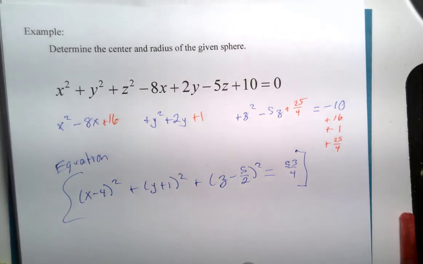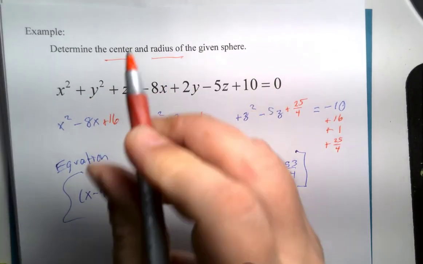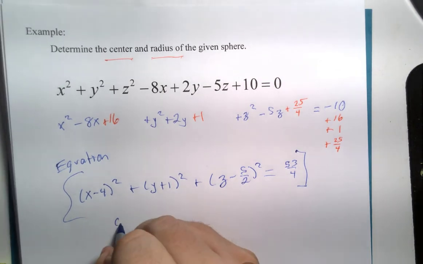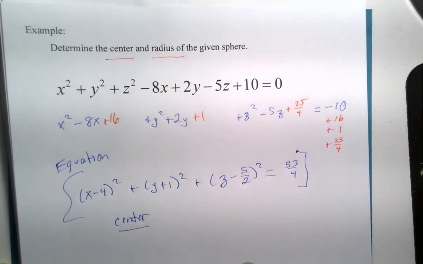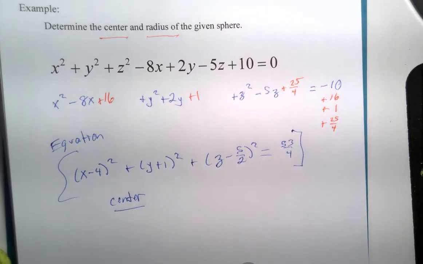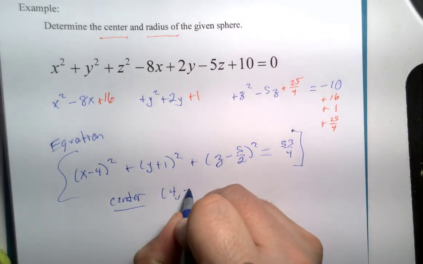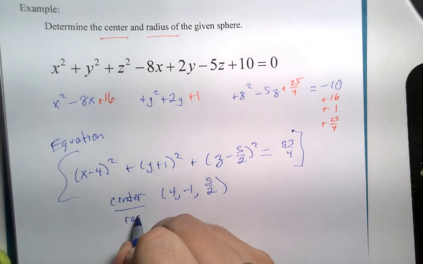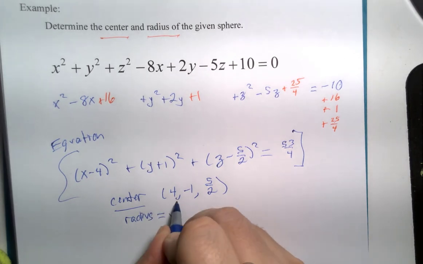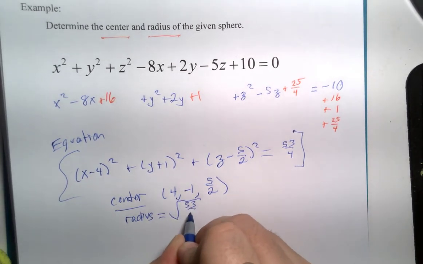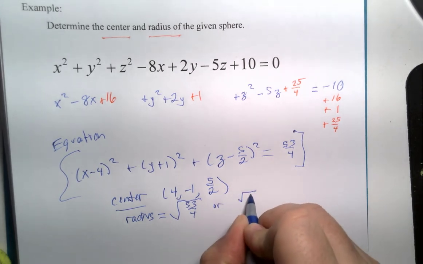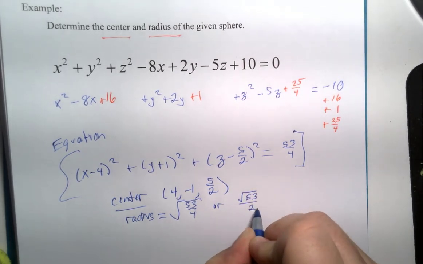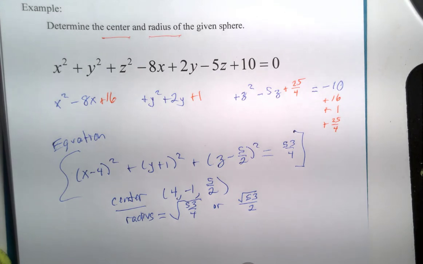Now, breathe deeply. I haven't answered the question yet. Center and radius. Well, my center is going to be 4, negative 1, positive 5 halves. And my radius is going to be the square root of 53 over 4, or square root of 53 divided by 2. There you go. There's some basics.